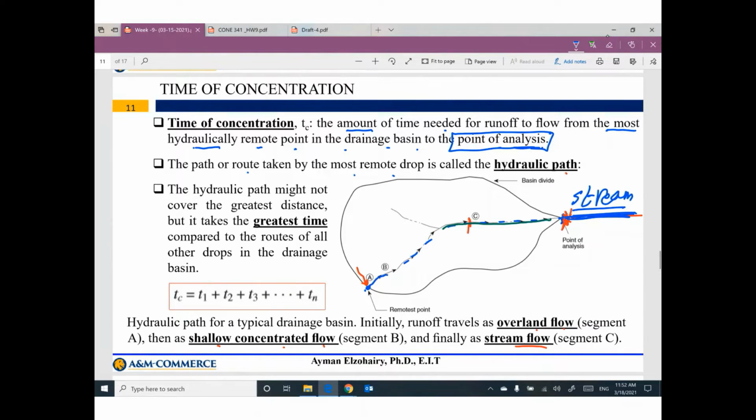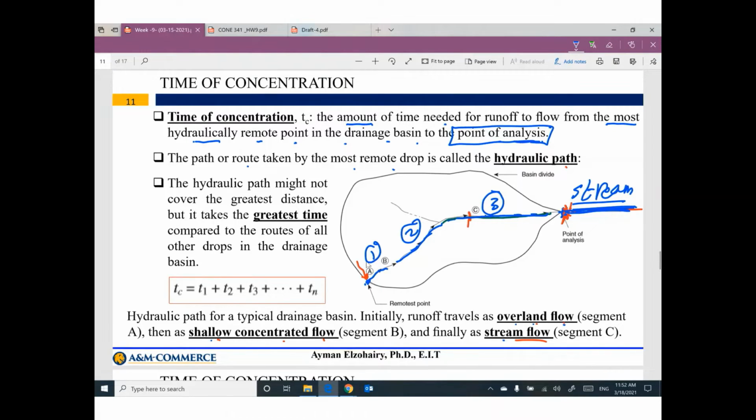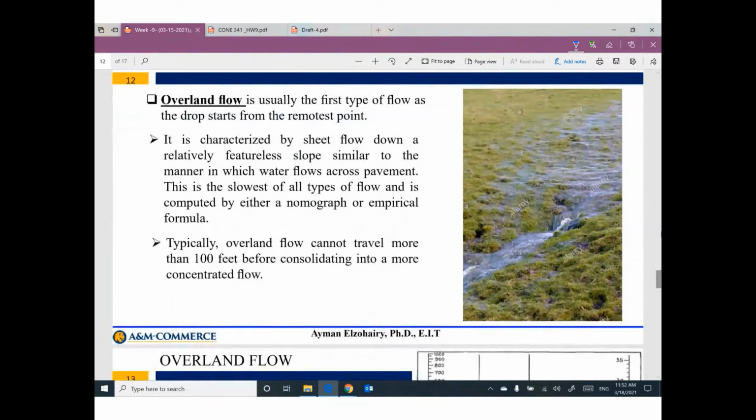Part number 1, part number 2, and part number 3. For any case, to reach the point of analysis, we have 3 different parts. The first part is travel over land, overland flow. The second one, shallow concentrated flow. The third one called stream flow. I can explain it one more time.